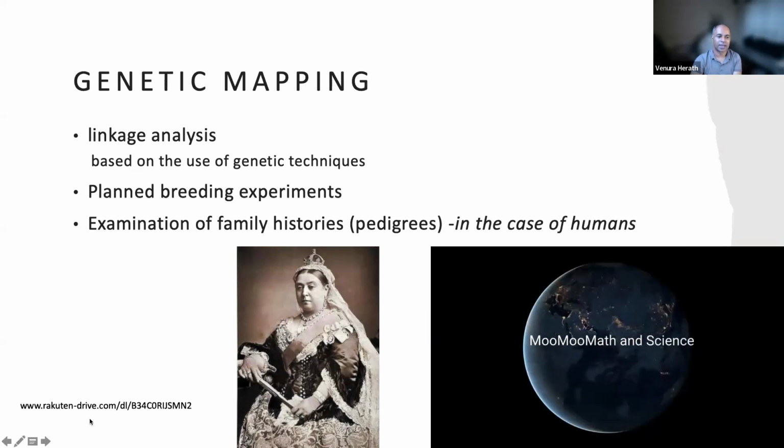Sorry about that. I included a very classic paper explaining the pedigree of hemophilia in the royal family, and I already put it into my Rakuten Drive, so you can download and read this paper. It's a very short paper, but I'm pretty sure you are going to enjoy it, talking about this royal disease.